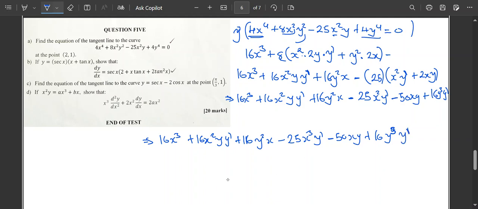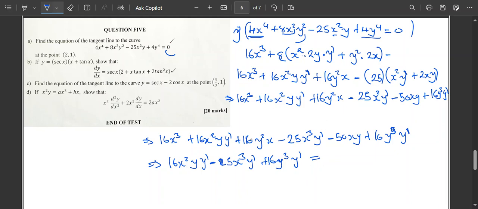So we are going to arrange now the terms with prime alone. So here I have 16 x squared y prime. Then I have also here minus 25 x to the power 3, then y prime. Again I have here plus 16 y to the power 3, then y prime. So now these are the prime terms that I have. So meaning that I'll move this one to the other side. It was 0, by the way.